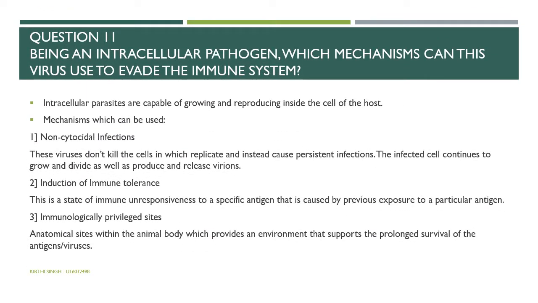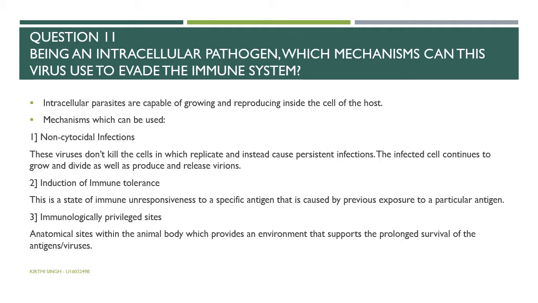My name is Kirthi Singh, and the question given is: being an intracellular pathogen, which mechanisms can this virus use to evade the immune system of the host? Intracellular pathogens are capable of growing and reproducing inside the cells of the host. Mechanisms that they can use to evade the immune system are, number one, non-cytocidal infections. These are viruses that don't kill the cells in which they replicate, but rather cause a persistent infection. The infected cell produces and releases virions while it continues to grow and divide.